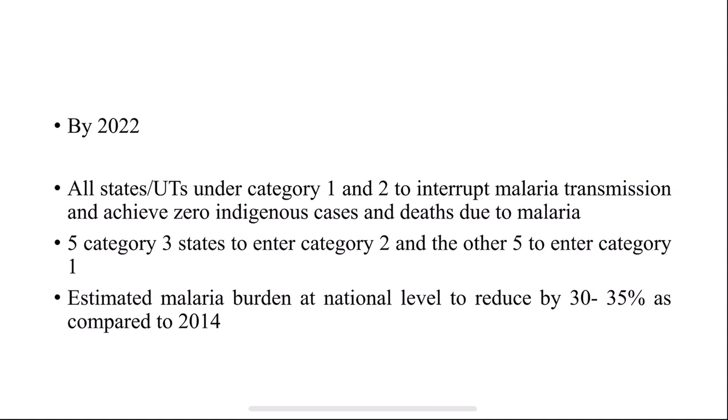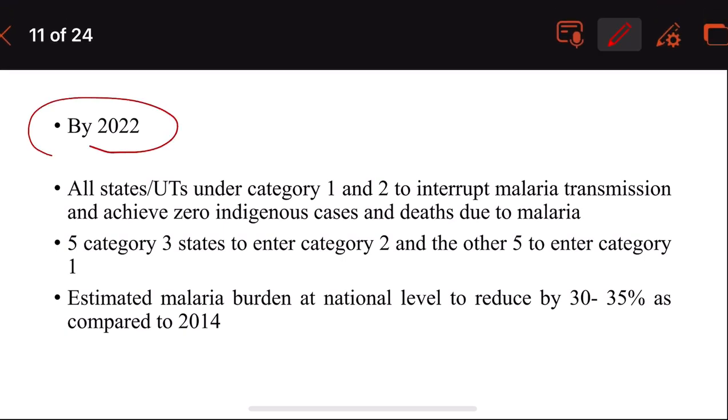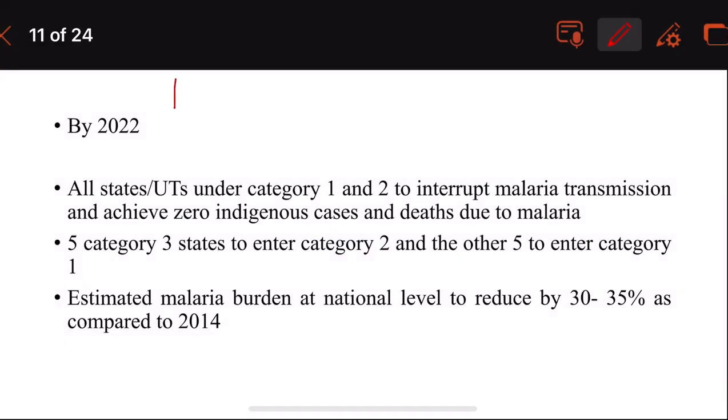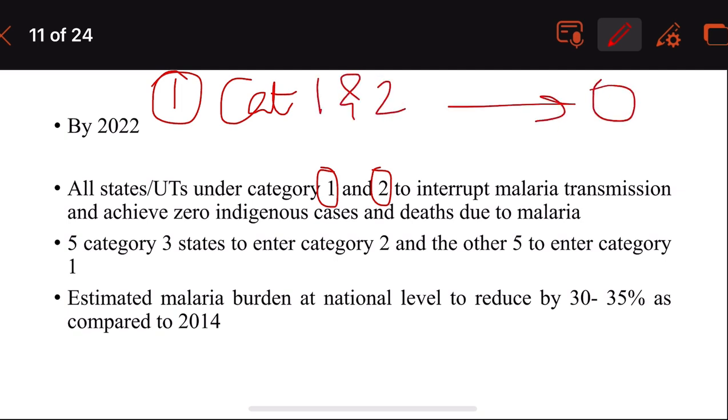Moving on, we have the continuation, the 2022 milestones and targets. By the year 2022, all the states and union territories under category 1 and 2 have to interrupt the malaria transmission and achieve zero indigenous cases and deaths due to malaria. So by the year 2022, first point: the states under category 1 and category 2 should have zero indigenous cases and deaths due to malaria.